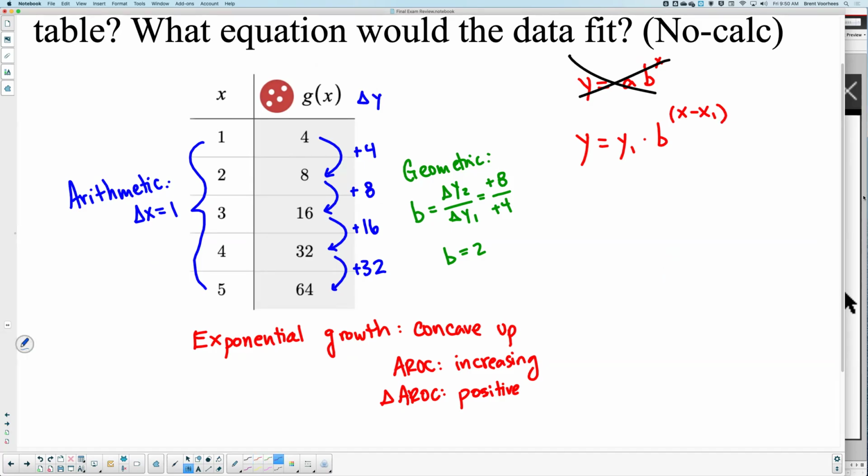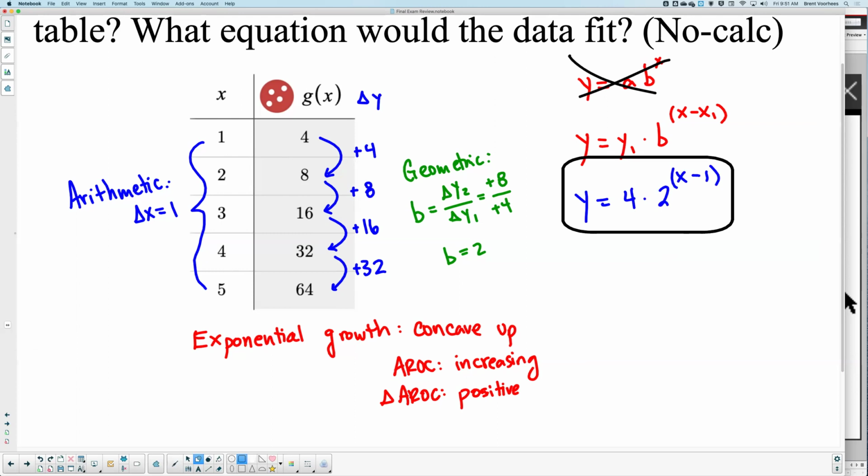So we plug in our values here. We would have y equals, what's y1? 4 times the base, 2 to the power of x minus 1. That would be my equation there. You can manipulate equations, just know that. Just remember, you can always manipulate an exponential pretty easily using properties if you wanted to change your equation around. So that might not be the one you see on your test. You might have to manipulate it.